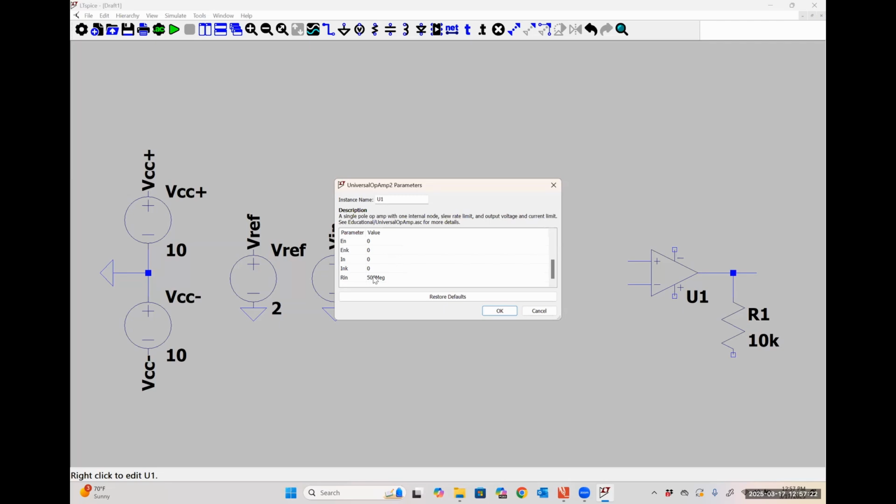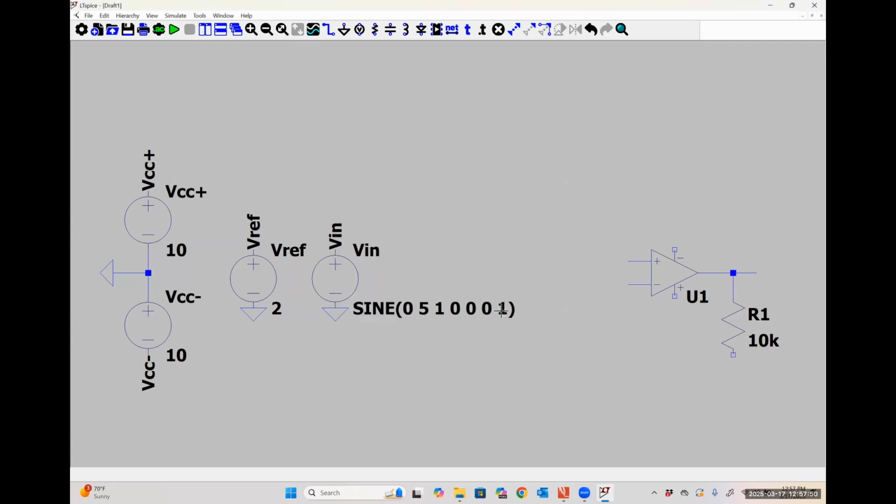We can change the input resistance. Right now it's at 500 mega ohms. I think I said ours was 1 mega ohm, so I'm just going to change that to 1 meg. There isn't a way to really change the output resistance. But you can change the limit on the current that can be output by the op amp, which is related to the output resistance. So, like I said, this guy will do most of the work that we need for this class pretty easily.